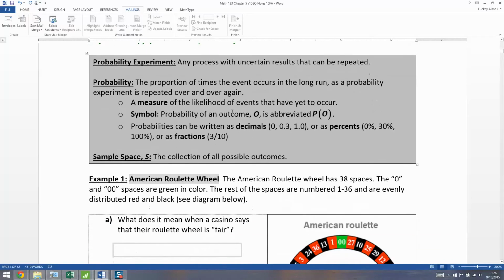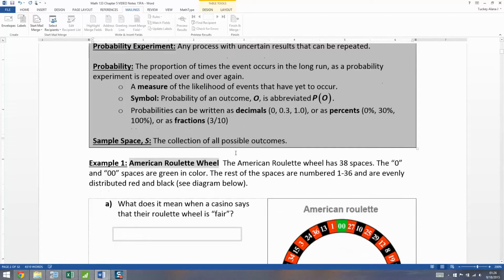The symbol for an outcome is capital O for outcome, and the abbreviation for probability is P parentheses O. And if you've been in algebra class, that looks familiar, hopefully, because that's function notation, because probability is a function. So it's the probability of outcome O. You're not multiplying here; it's "of" that you're seeing. Probabilities can be written as decimals, so you can write 0.3, or a percent, 30%, or a fraction, 3 out of 10, or 1 out of 10, etc. Or 1 even.